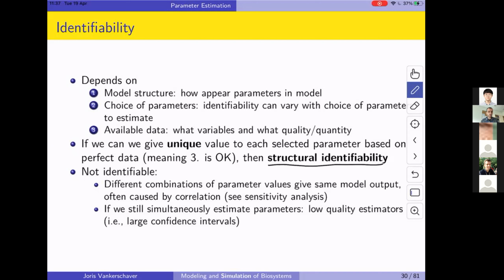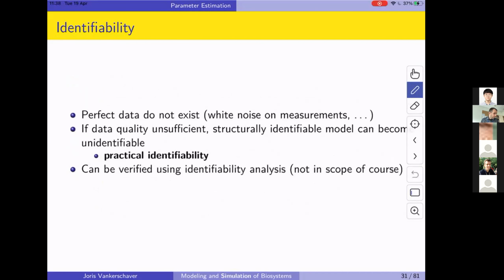And how do models that are not identifiable manifest themselves? Well, if you have different combinations of parameter values that give you the same output, for instance, if you have correlated parameters, or if you have parameter estimates that come with very large confidence intervals attached to them. So meaning parameters that can basically vary over a wide range of values without affecting the model too much. So those are the two telltale signs that maybe your model is not identifiable. And so to make this a bit more concrete, we have an example.